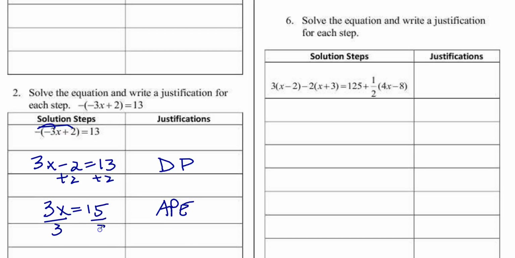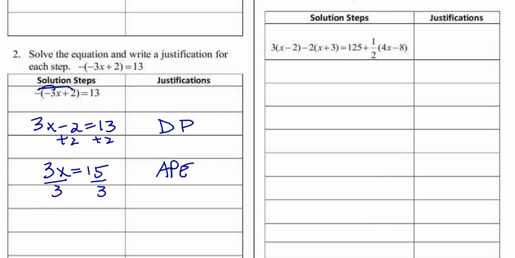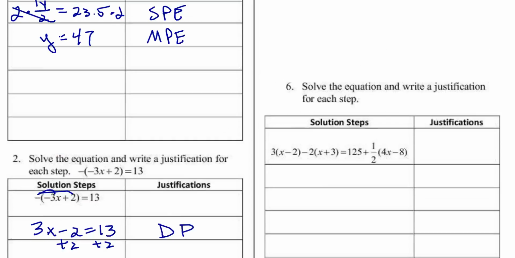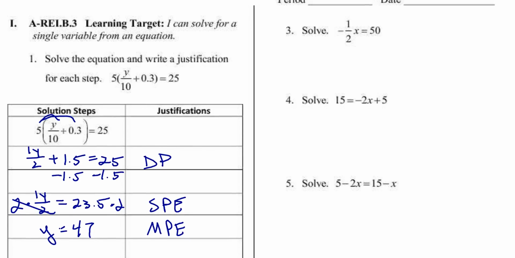And finally, divide both sides by 3. And I'm left with x equals 5. And that is the division property of equality. Going back up to number 3, again we're solving an equation.